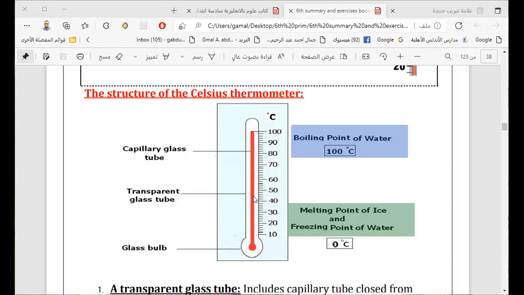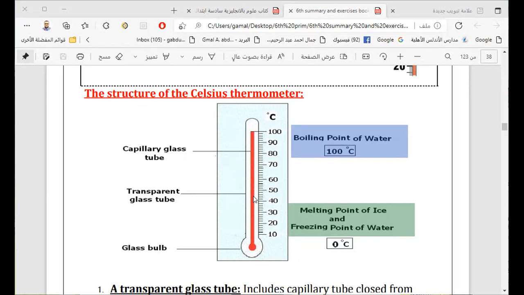The Celsius thermometer measures a liquid, so it starts from 0 to 100 degrees. But the medical thermometer is used to measure the human body temperature, from 35 to 42 degrees, only to measure the human body temperature.